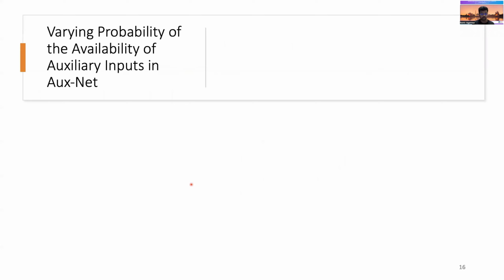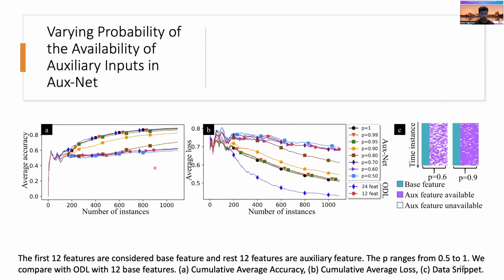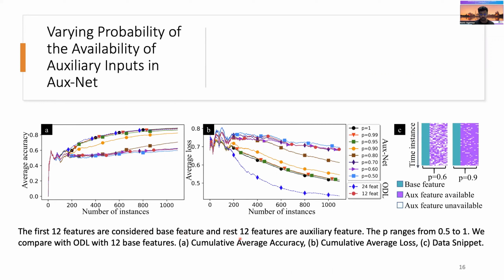Let's see some experiments. Varying the probability of the availability of auxiliary inputs. Here, the first 12 features are considered base features and the rest 12 features are auxiliary features. P ranges from 0.5 to 1. We compared with ODL with 12 base features. The first diagram is of cumulative average accuracy, the second is of cumulative average loss, and the third is of the code snippet. Here we can see that Aux-Net is sensitive to P.